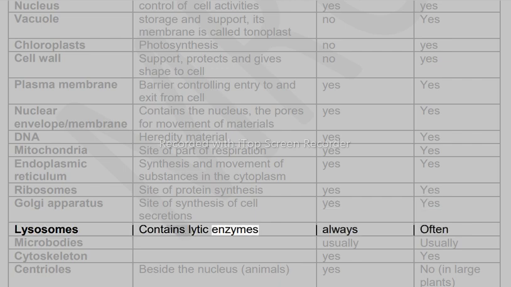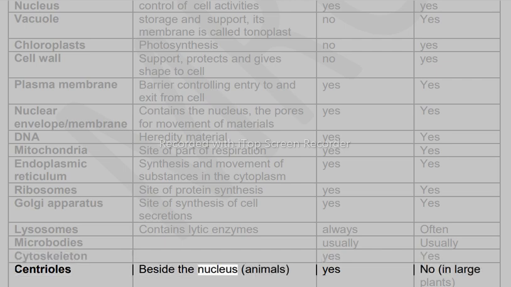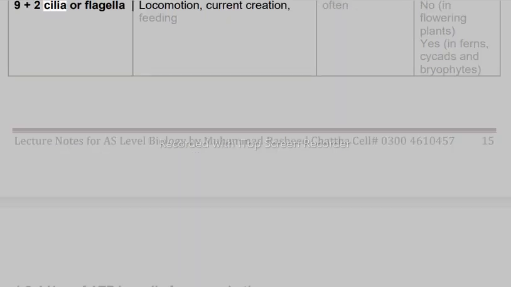Lysosomes contain lytic enzymes. Microbodies are often present, and a cytoskeleton is usually present. Centrioles lie beside the nucleus in animals, and in plants are found only in some, such as ferns, cycads and bryophytes, but not in flowering plants. They form the 9+2 cilia or flagella, used for locomotion, current creation and feeding.